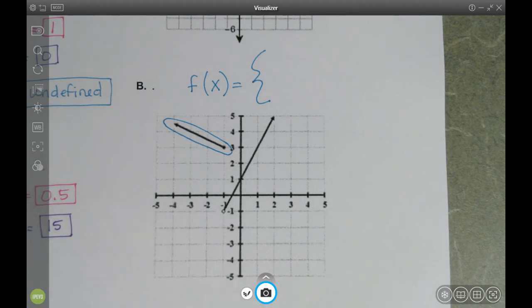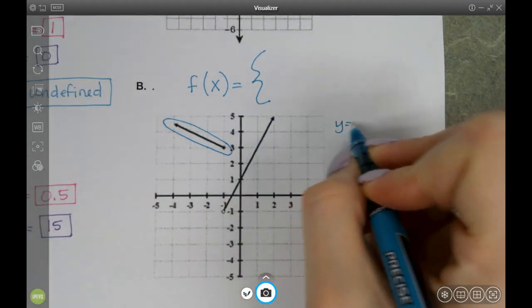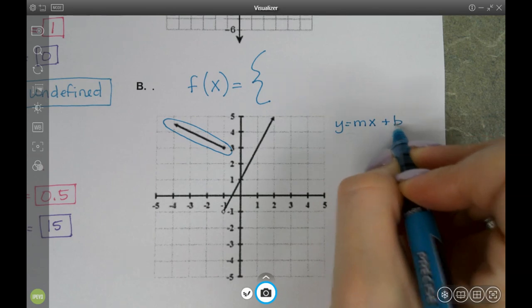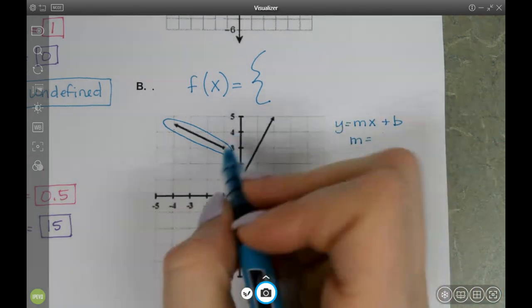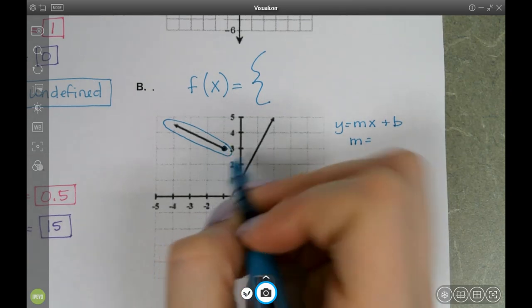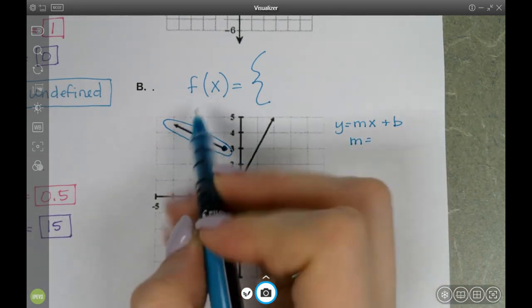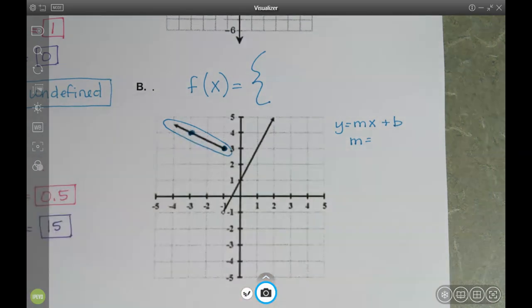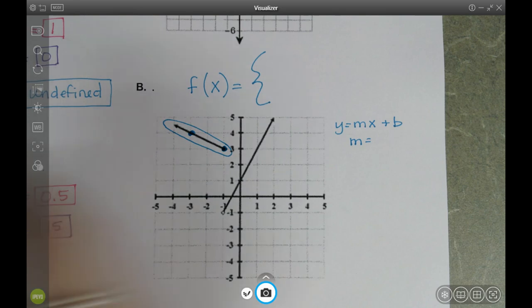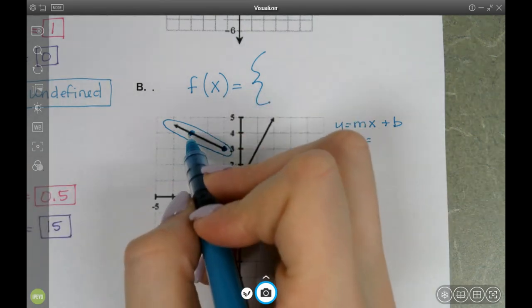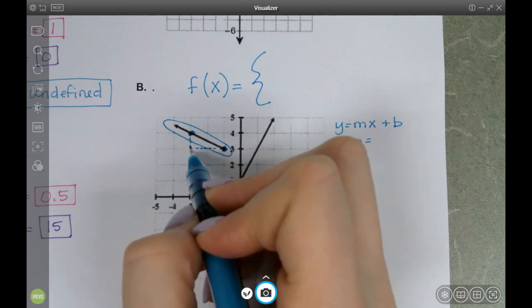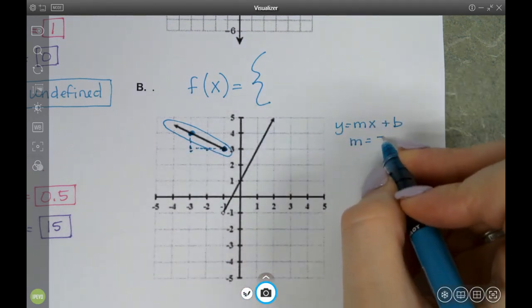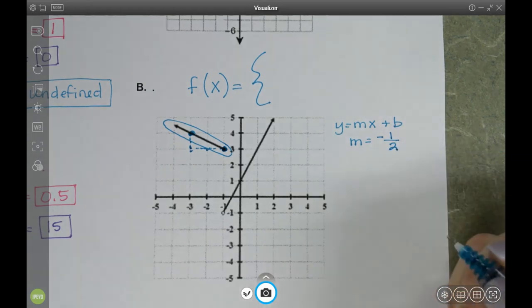It's not a horizontal line, so I need to find the slope and the y-intercept. So I have this point as a starting point, and the line also looks like it goes through this one right here. Either 1 over -2 or -1/2. It doesn't matter. Either way, it's -1/2 because you go down 1, right 2. So your slope is -1/2.